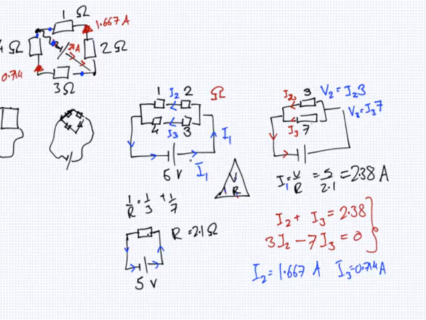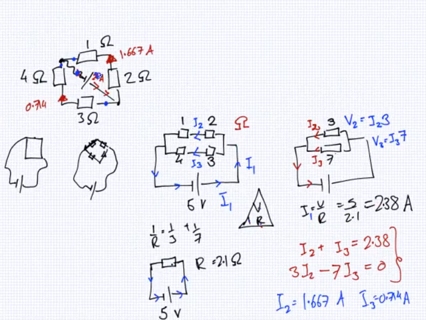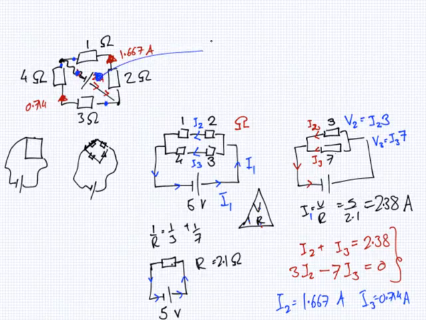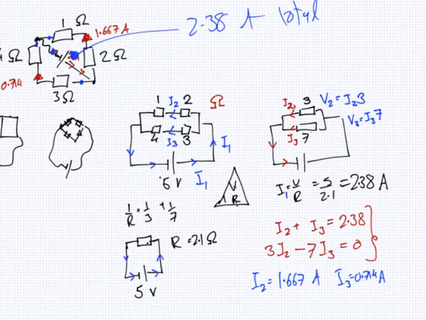Is it 2.1 or 2.38? I thought I got 2.1 for the... Oh, sorry, thank you. The total is 2.38. 2.38 amps total. I was thinking of the total resistance when I got down.